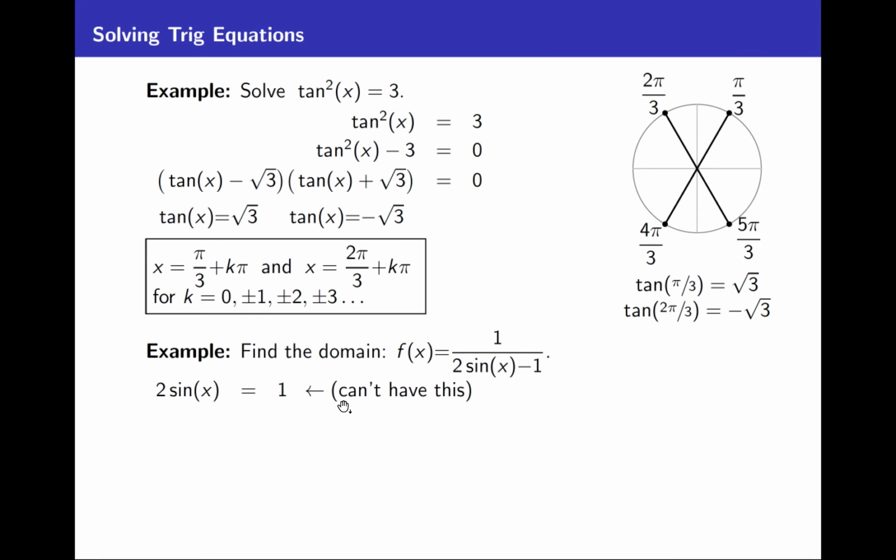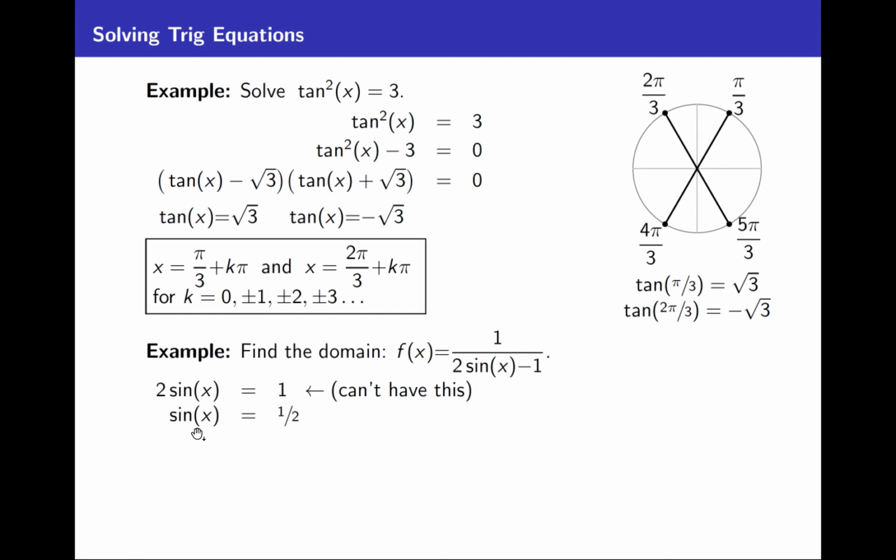one thing you could do is, first of all, find all these values that are not allowed and say the domain is everything else. And to find those values that are not allowed, the things we can't have, any x that solves this equation, 2 sine of x equals 1. So to find the domain, or everything that's not in the domain, we've got to solve this trigonometric equation.